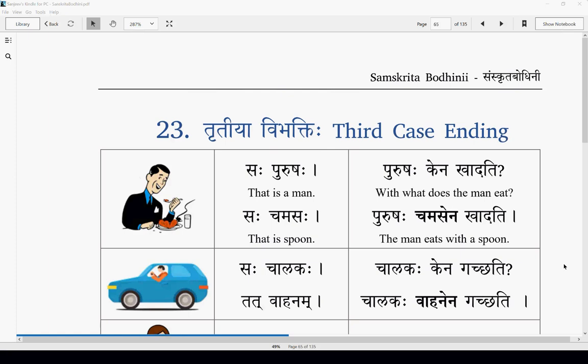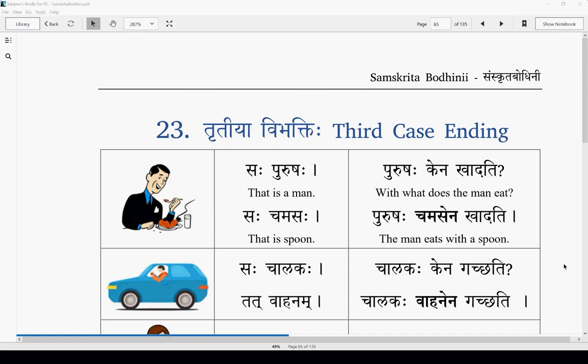The Namapadam which has a Prathama Vibhakti is the doer of the action, the subject in a sentence. And that on which the action happens, or the effect of the action happens, that is the object in grammatical terms, or Karma Padam in Sanskritam, and that gets the Dvitiya Vibhakti. So those couple of things we have studied.